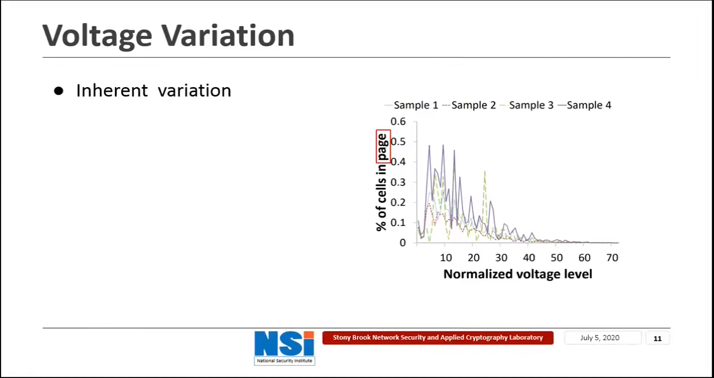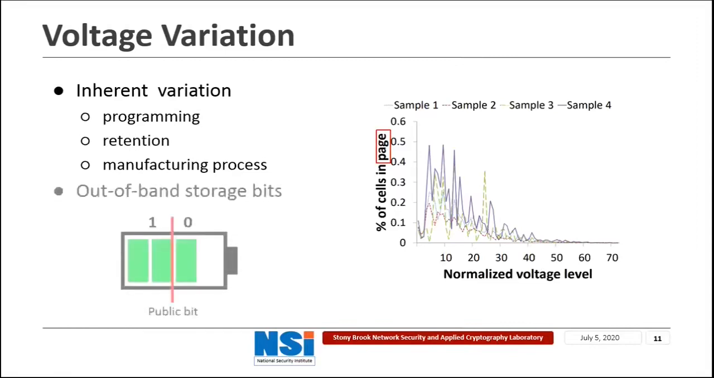This kind of variation in the gate voltage is because of several reasons, such as the programming, the retention, and the manufacturing process. And this is unpredictable. So when we are storing our out-of-band storage bits in NAND Flash, it will change the gate voltage, but it will change the gate voltage under this variation resulting from the inherent factors. In this case, the adversary will not know whether the change of the voltage is because of the inherent variation, or because we are storing extra out-of-band storage bits in the disk.